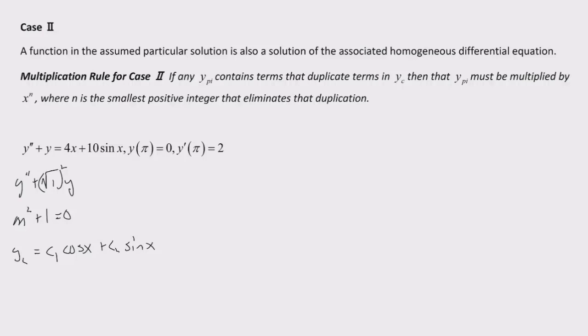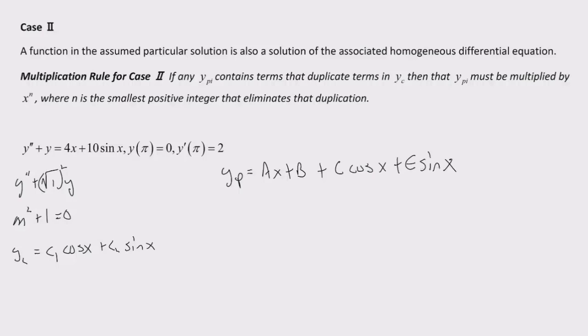Okay, so now what do we do? Let's go back to our particular one, the one on the right side, the 4x plus 10 sine x. And what would the general format of that look like? Ax plus b, and then with the sine function, it should be c cosine x plus e sine x.